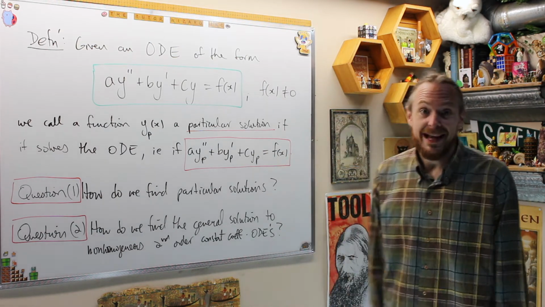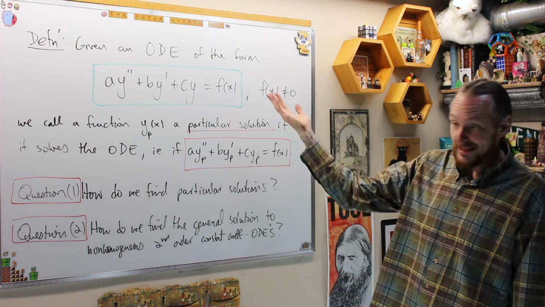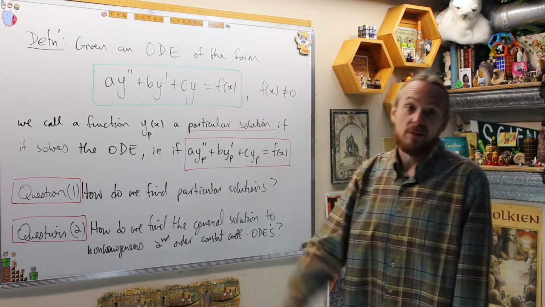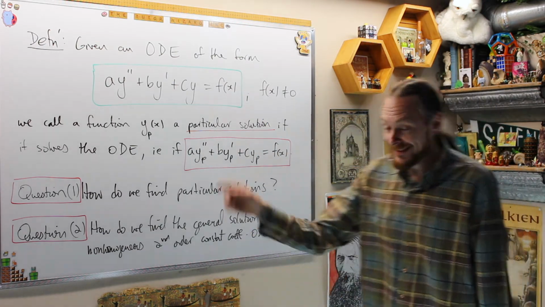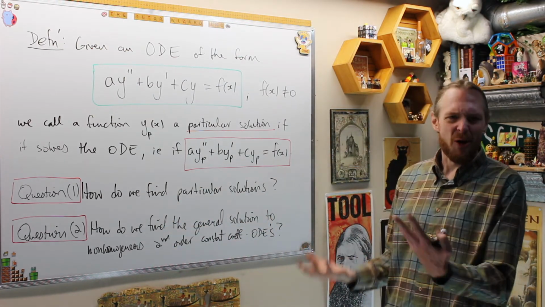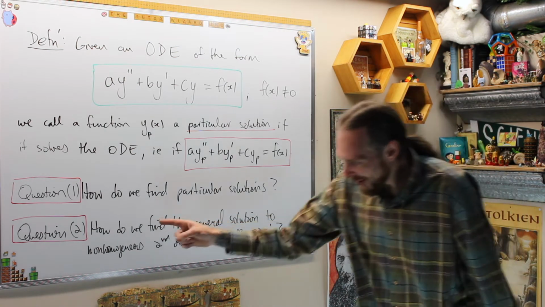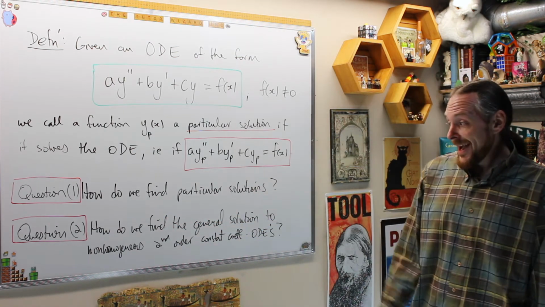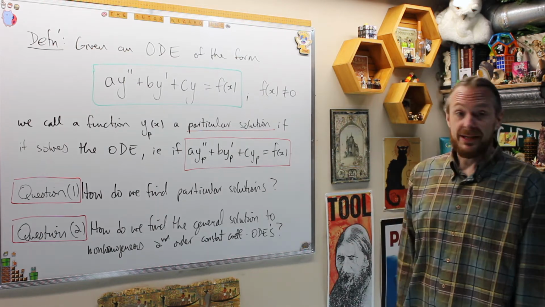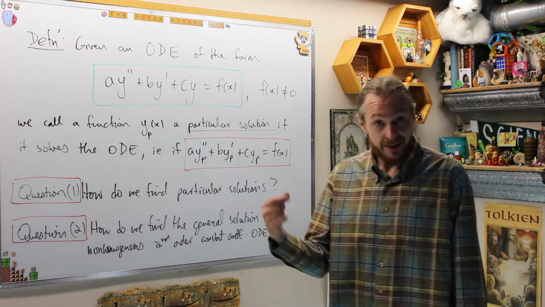It's a particular solution if it's a solution to the system. The real question you have to ask yourself is not the definition. The definition is meaningless. How do I find particular solutions to a non-homogeneous equation? And more importantly, once I found one, is that all of them? Or have I solved this ODE? What we really want is question 2. How do we find the general solution, or all the solutions, to non-homogeneous second order constant coefficient ordinary differential equations?